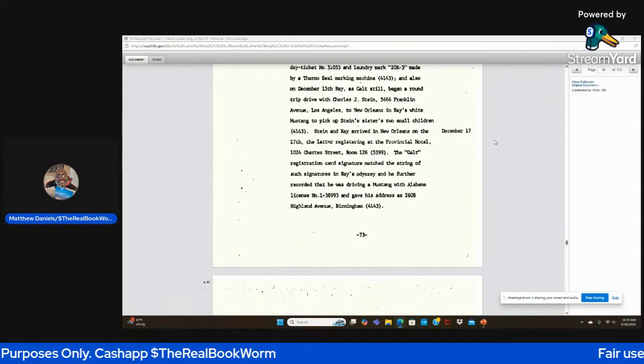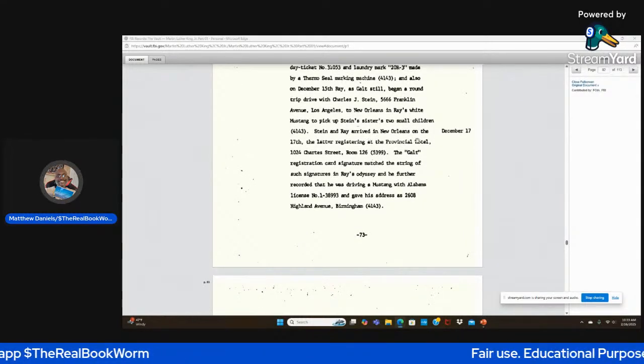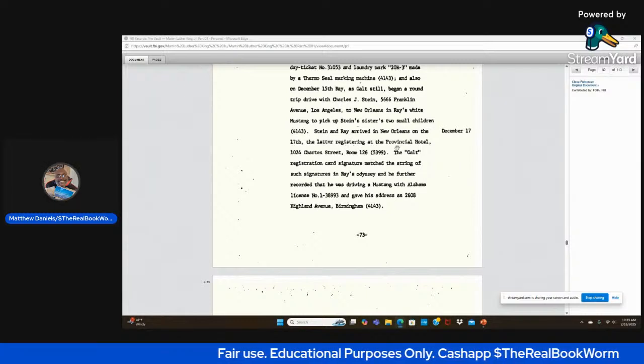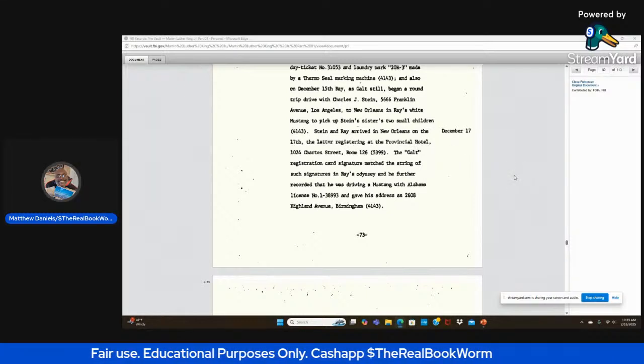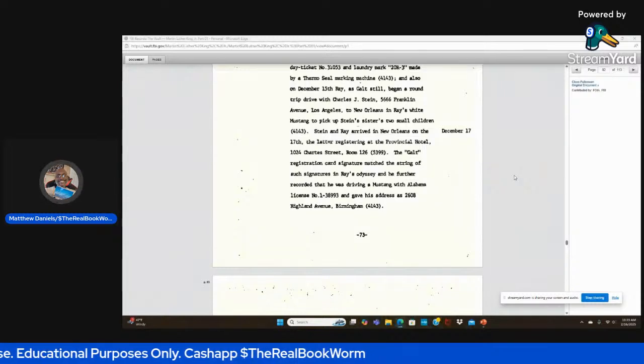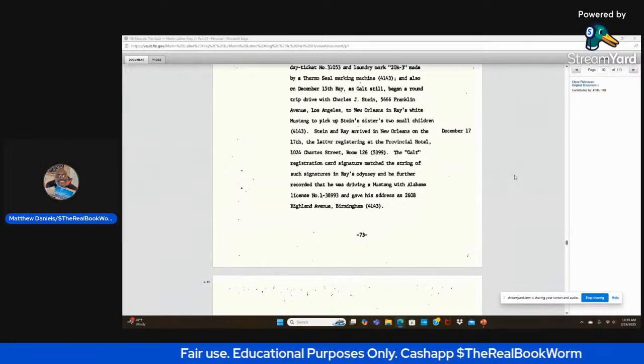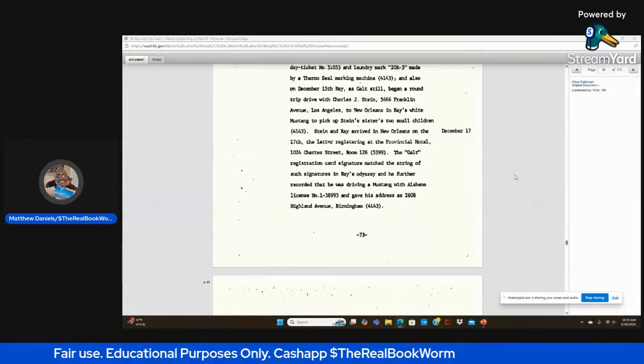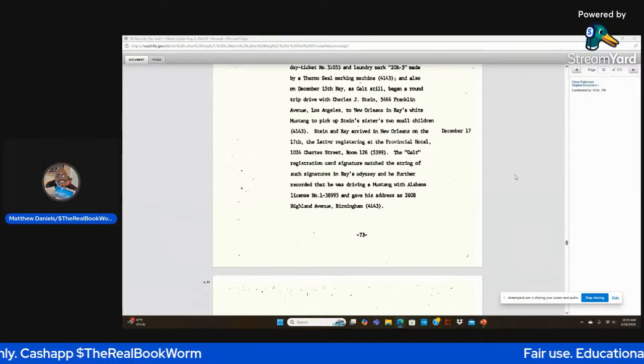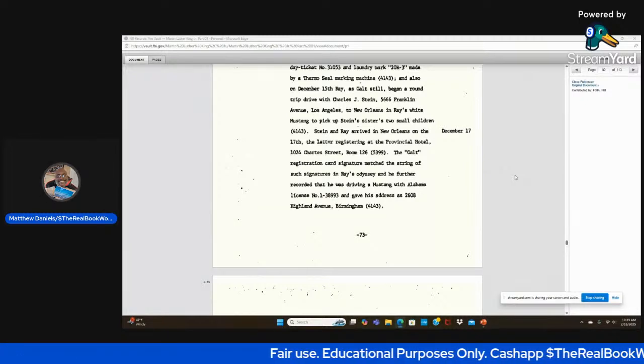The federal government. Stein and Ray arrived in New Orleans on the 17th. The latter registering at the Provincial Hotel, 1024 Chartres Street, room 126. The Galt registration card signature matched the string of such signatures in Ray's Odyssey, and he further recorded that he was driving a Mustang with Alabama license number 1-38993 and gave his address as 2608 Highland Avenue, Birmingham.